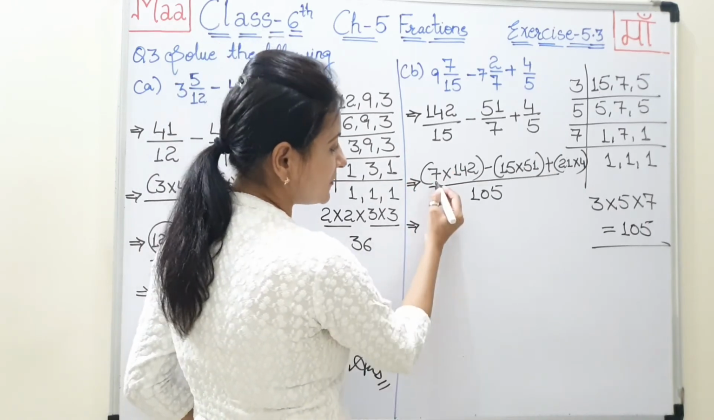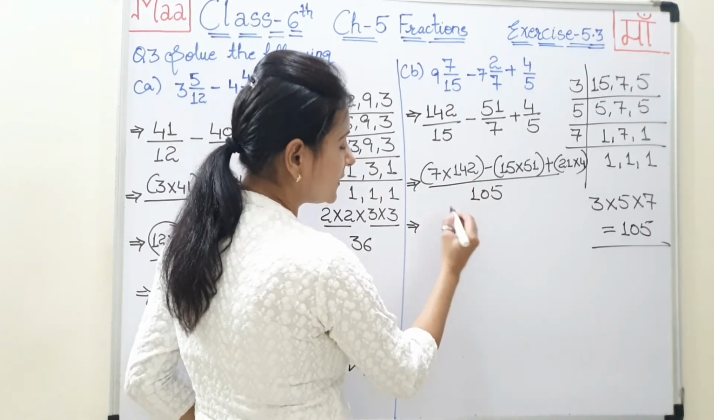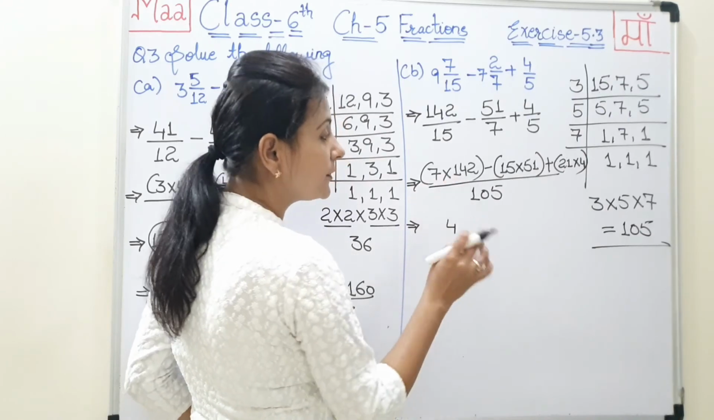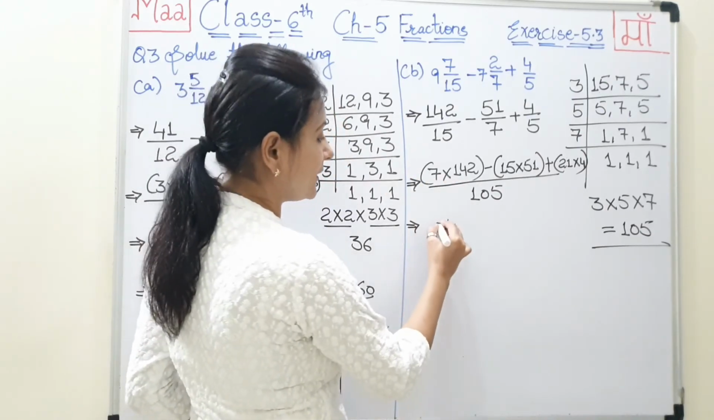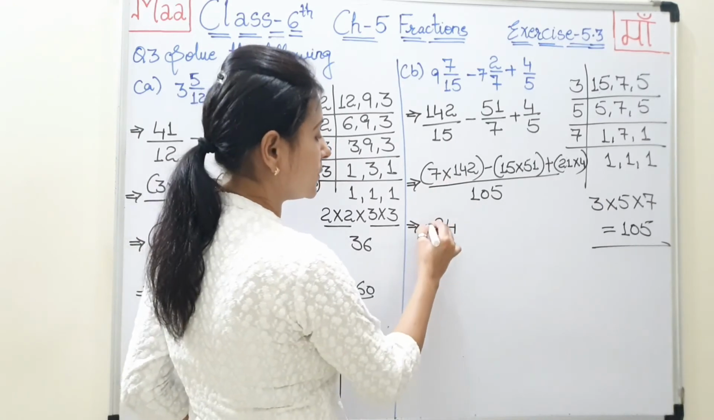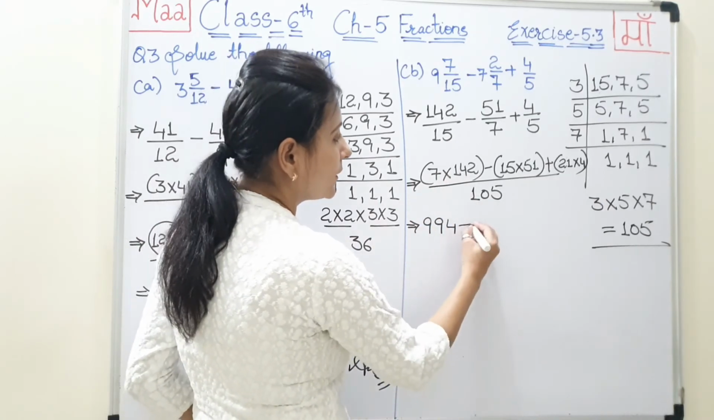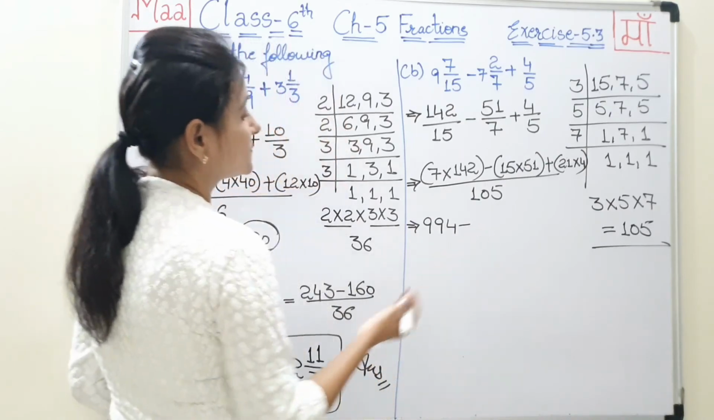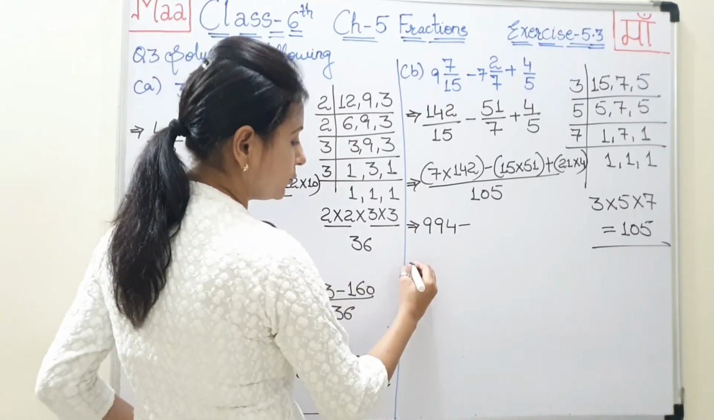142 multiplied by 7. So 7 2s is 14. Keep 1 in mind. 7 4s are 28 plus 1 is 29. 7 1s is 7 plus 2 is equal to 9. Now 15 into 51. This we cannot do directly. So we will do the multiplication.